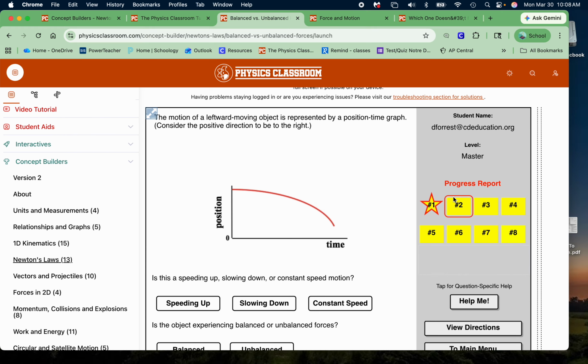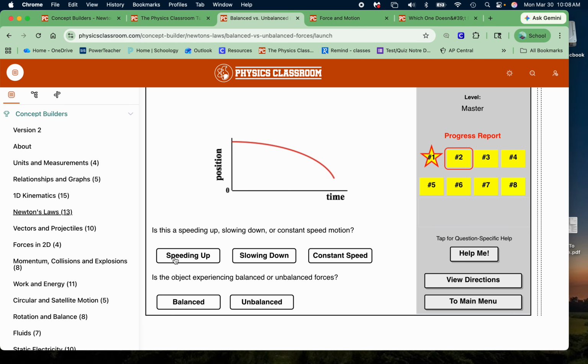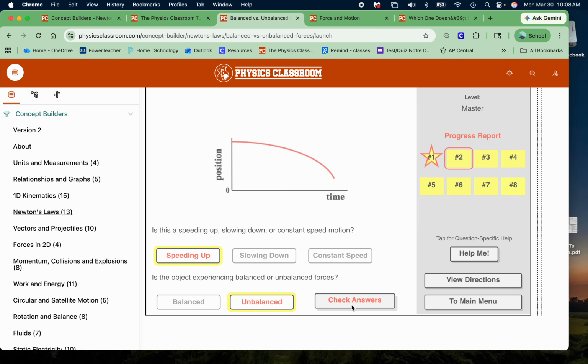Remember, if you get one wrong, you may have to end up doing similar ones twice. So this is a leftward moving object. Consider positive direction to be to the right. This is a position time graph. We've looked at these before. It's getting steeper and steeper. That means it's moving faster and faster in the negative direction. So the steeper means it's speeding up, and therefore if it's changing, you can have unbalanced forces. So I'm going to check that.